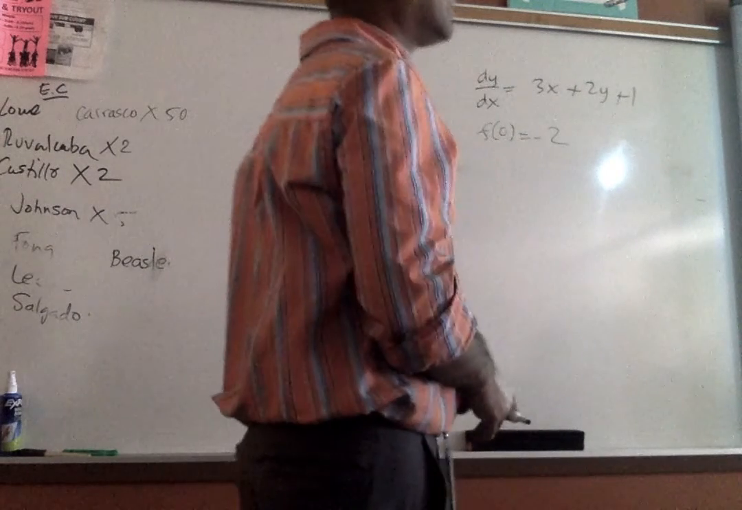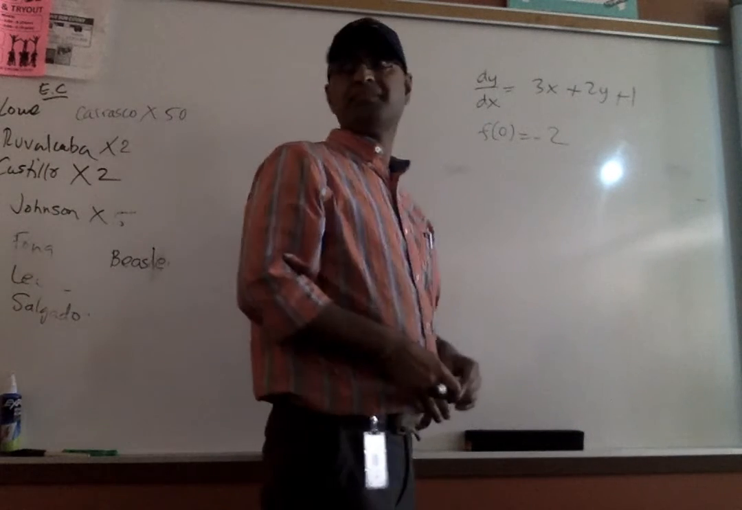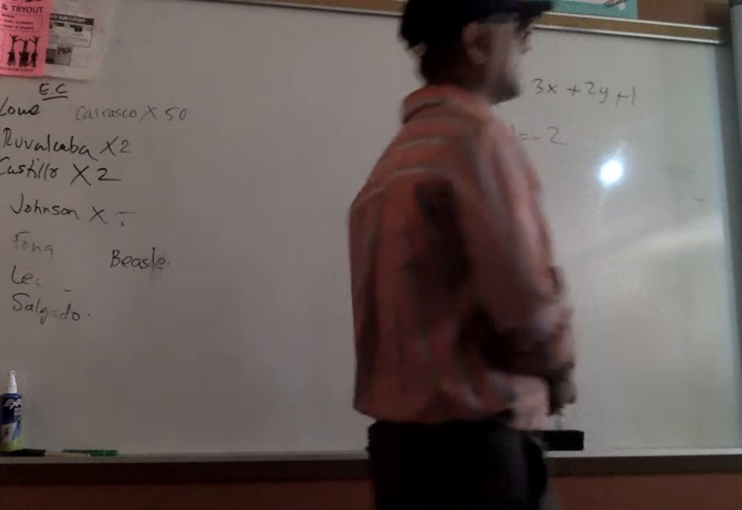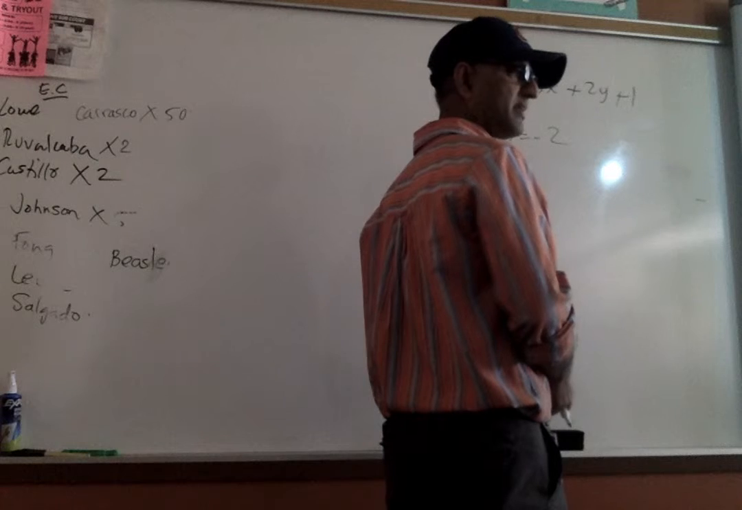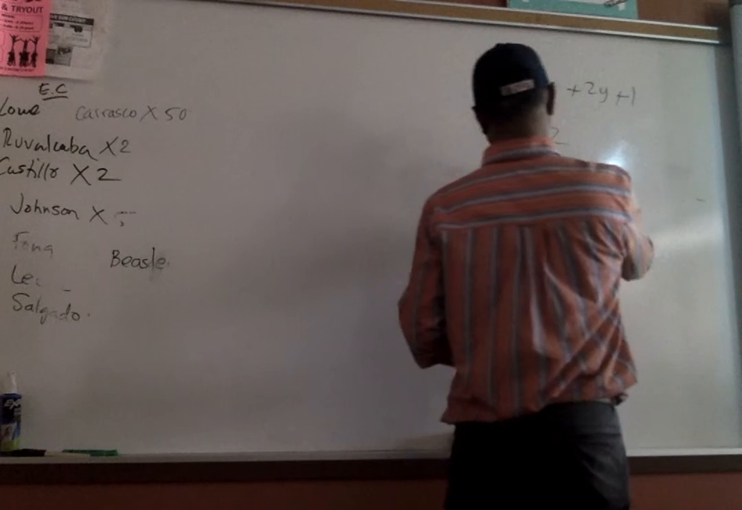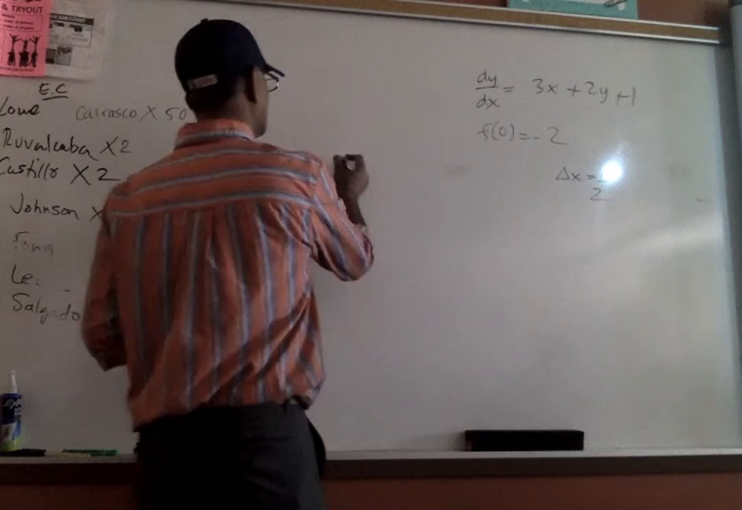Use Euler's method starting at x equals 0, with a step size of 1/2. What do we write for that? Delta x equals 1/2 to approximate f of 1.